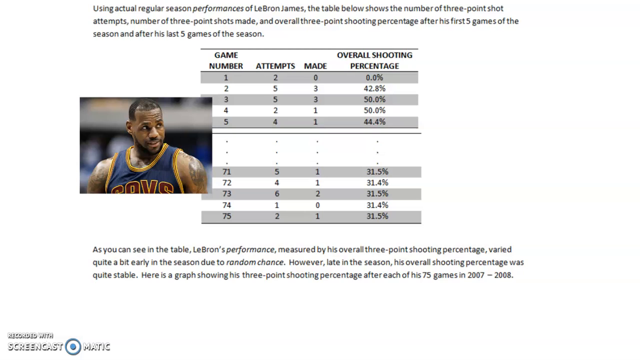So you can see after game number 1, he made none, so he's 0%. After game 2, he was up to 42.8, game 3, 50, and then by the end, he was leveling out around 31.5, 31.4%. That would be attributed to the law of large numbers. More shot attempts equals closer estimation of the ability.